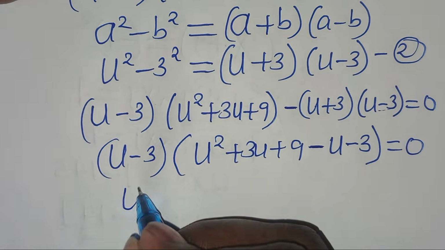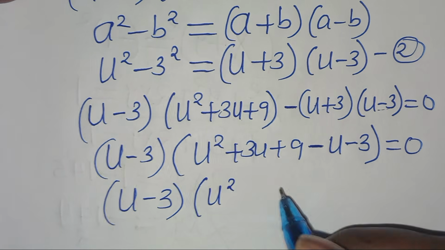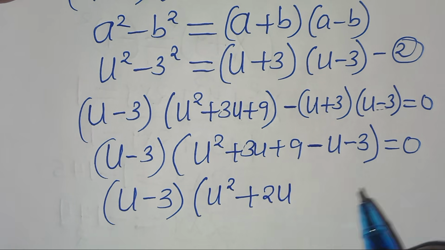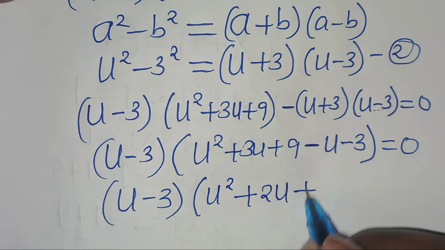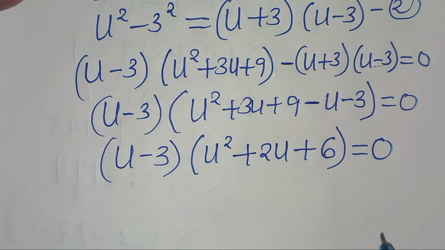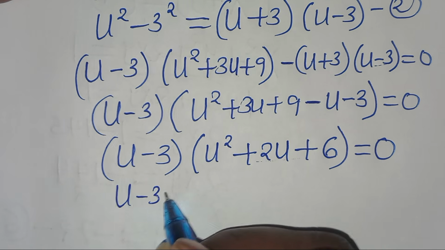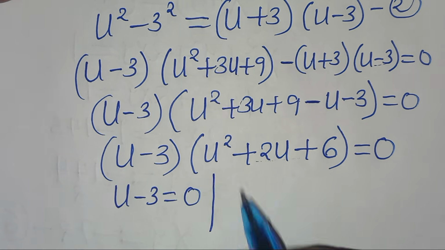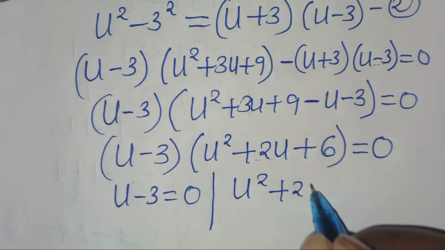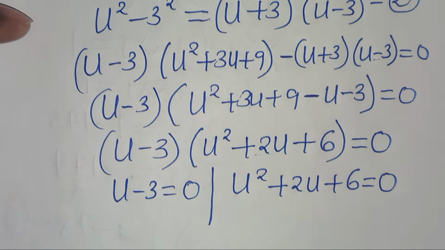So we have u minus 3, this is u to the power of 2, then 3u minus u, this is plus 2u, then we have 9 minus 3, this is plus 6, and this is equal to 0. Now we have got two parts here. The first part is u minus 3, this is equal to 0. And the second part is a quadratic equation, which is u to the power of 2 plus 2u plus 6, this is equal to 0.